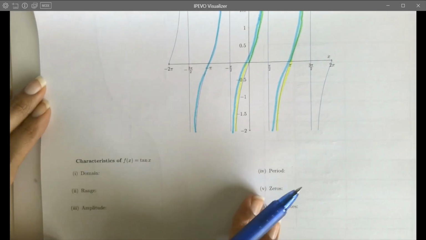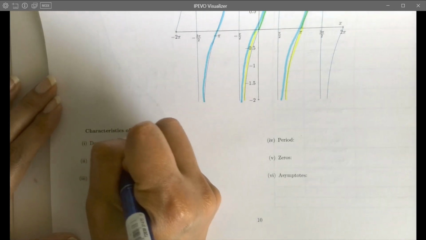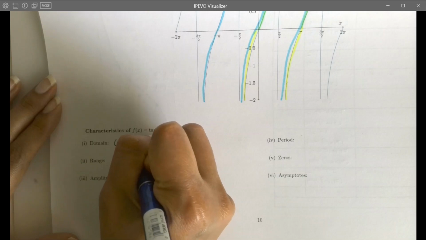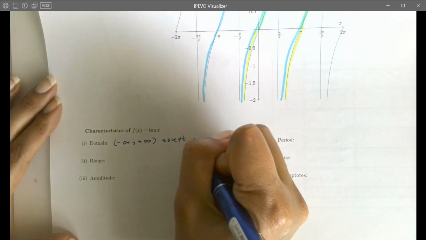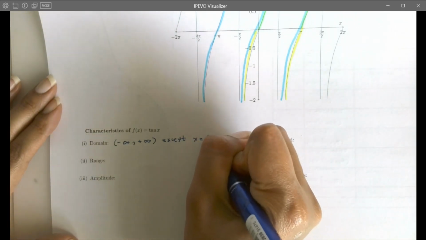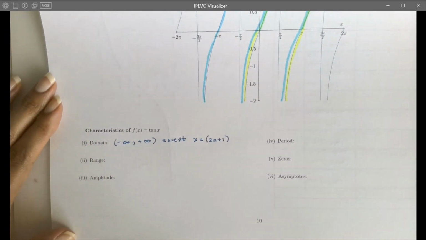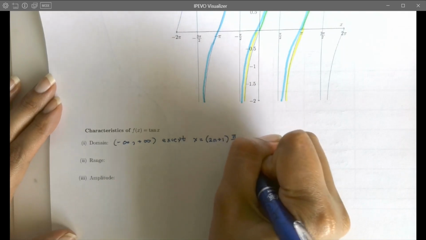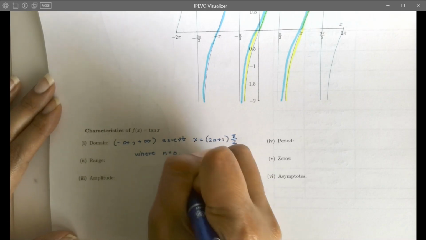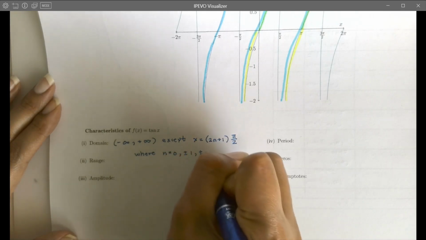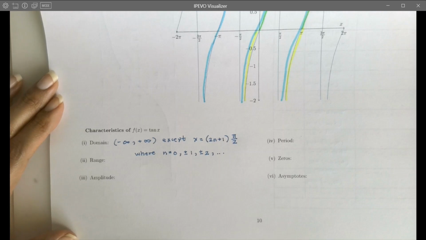So what we can write here is the domain is all real numbers, from negative infinity to positive infinity, except the places where x is equal to an odd multiple of pi over 2. And if you remember, an odd multiple can be represented with (2n plus 1) times pi over 2, where n is representing any integer: 0, plus or minus 1, plus or minus 2, so on and so forth. And so that's for the domain.